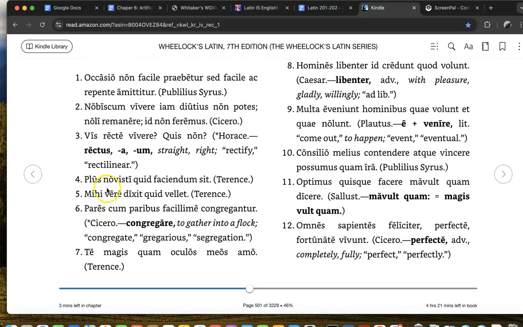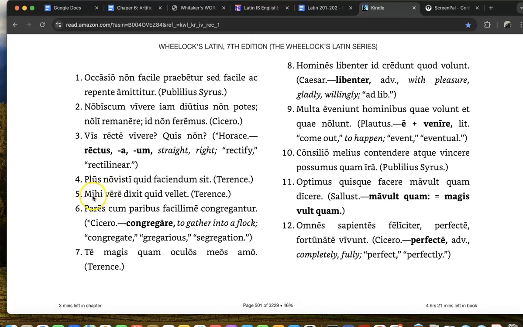So this one's fairly straightforward. So dixit, he told to me, or he said to me. Here's our vere. So here is an adverb, ends in E. Older English, for example, verily, verily I say unto thee. And so it kind of came from the Latin. And then quid simply means what.